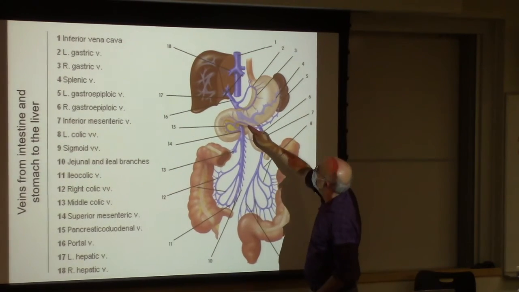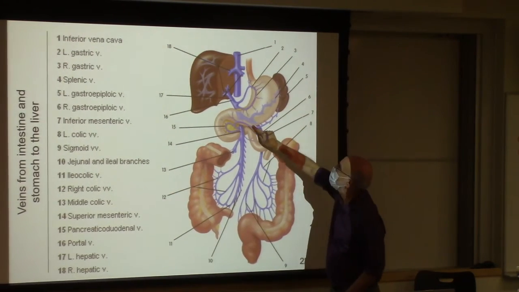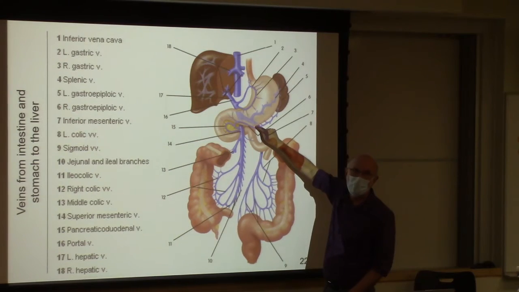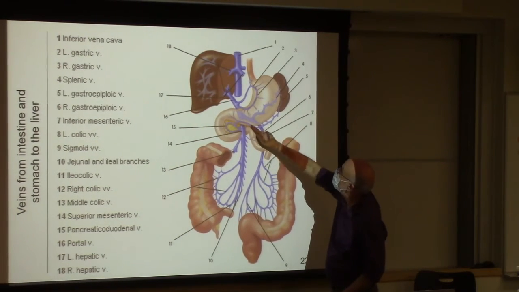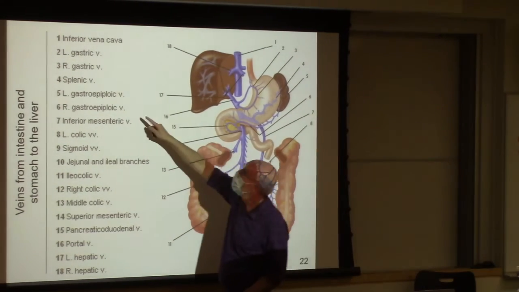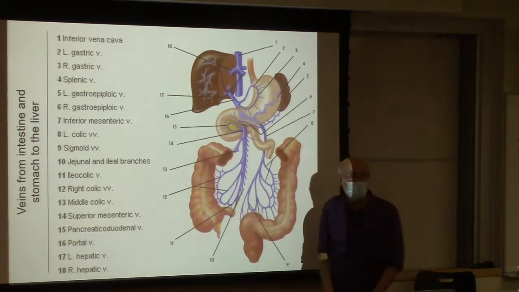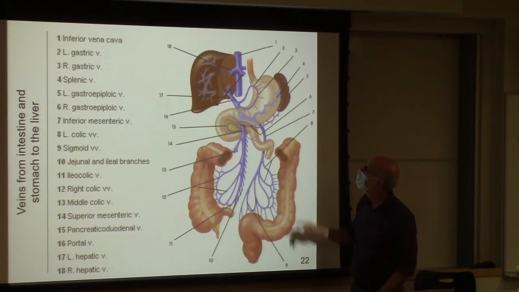Remember, this is the greater curvature. What was the artery that served the greater curvature? Gastroepiploic. So this is the gastroepiploic vein. And we've got a right side and we've got a left side. Right and left.